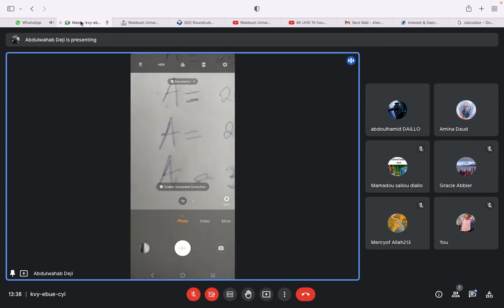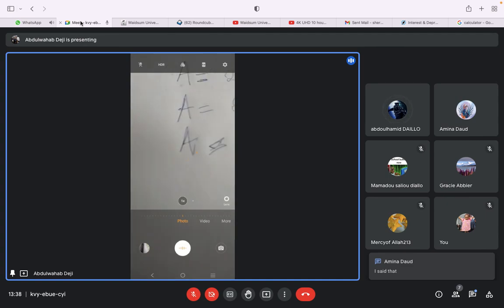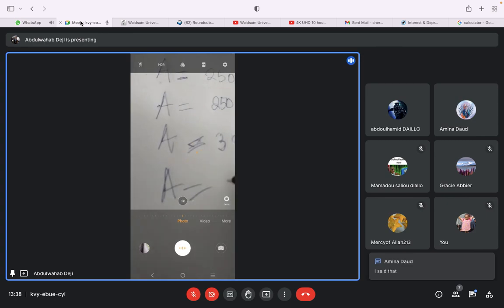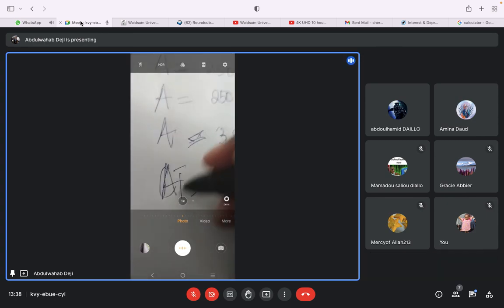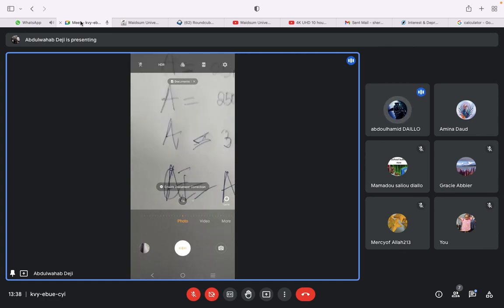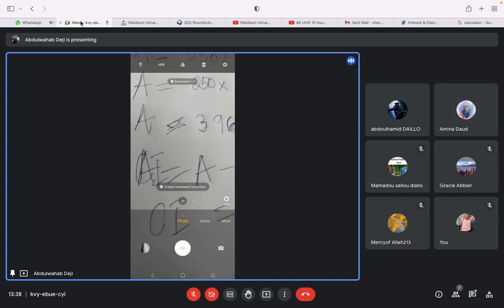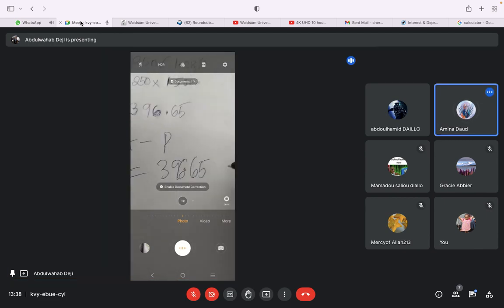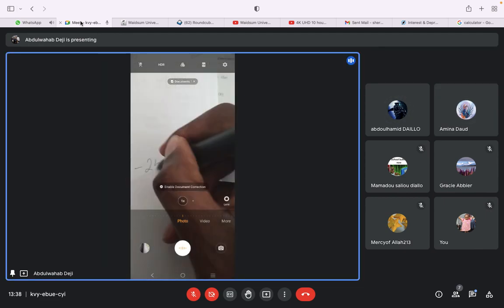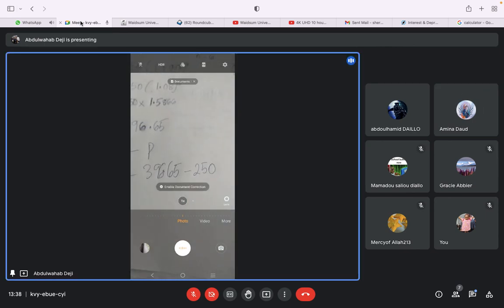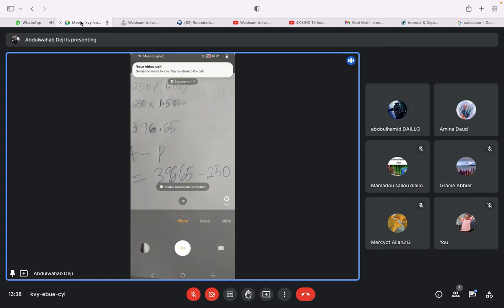Okay, this is the amount. Now you can see the interest. What's the interest? Compound interest equals amount minus principal. Right? So the compound interest will be 396.65 minus 250. What do you get?